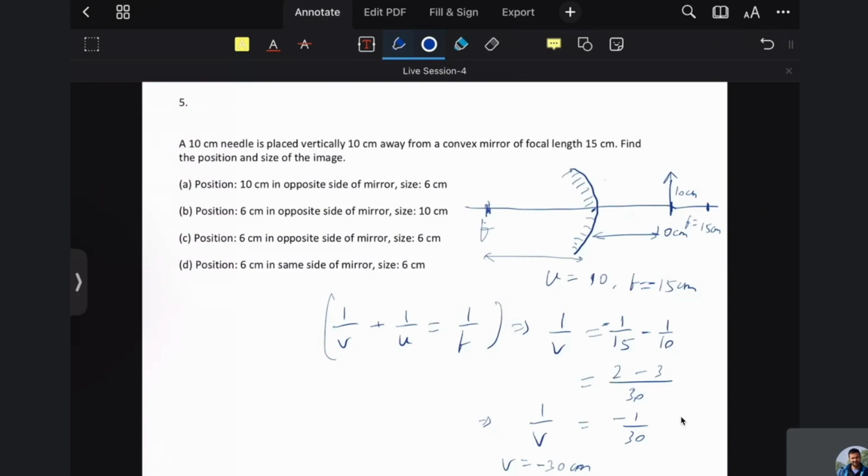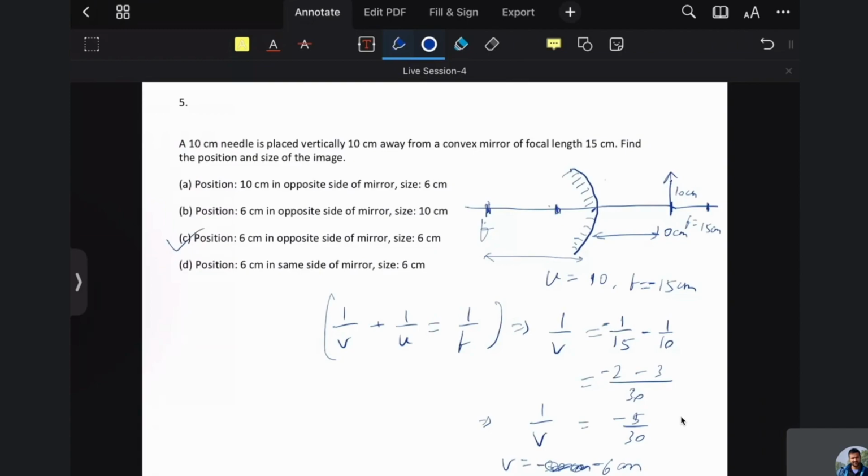And so this will be minus 5 by 30, so this will be minus 6 centimeter. Okay, sir. So the correct option will be 6 centimeter. Yeah. And because it is negative, the image will be formed on this side of the mirror, right? Yes, sir. The opposite side of the mirror.